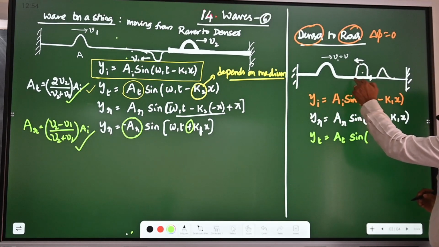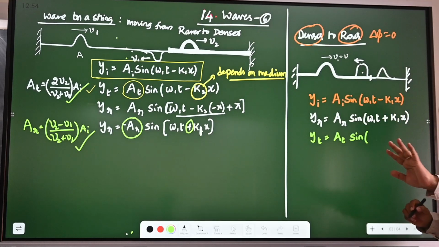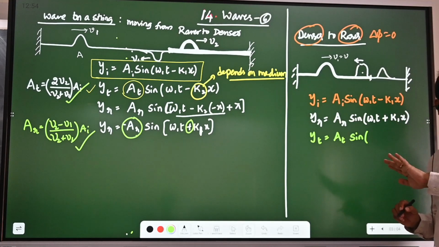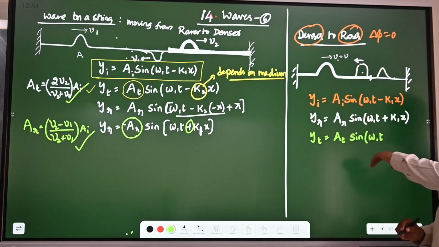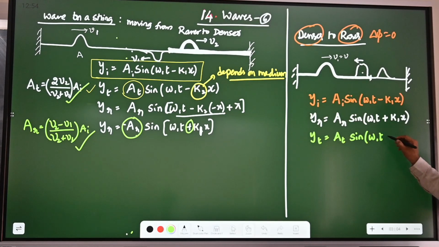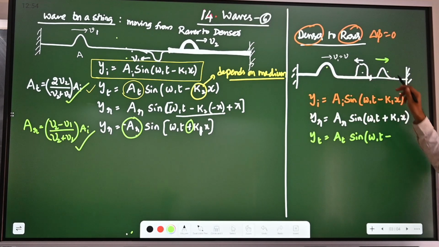Going from one medium to the other, does omega change or not? No change in frequency, no change in omega. So this is omega 1t only. Even in the second medium it remains as omega 1, same direction or different direction? This is the same. Does k change or not? In another medium k changes. That's it.